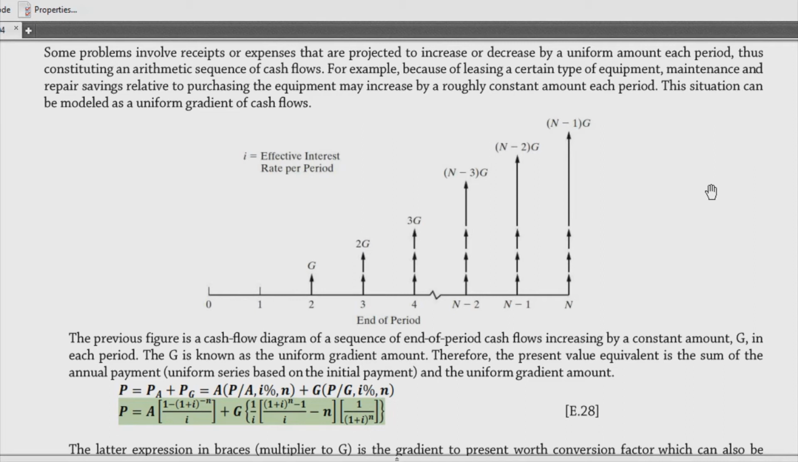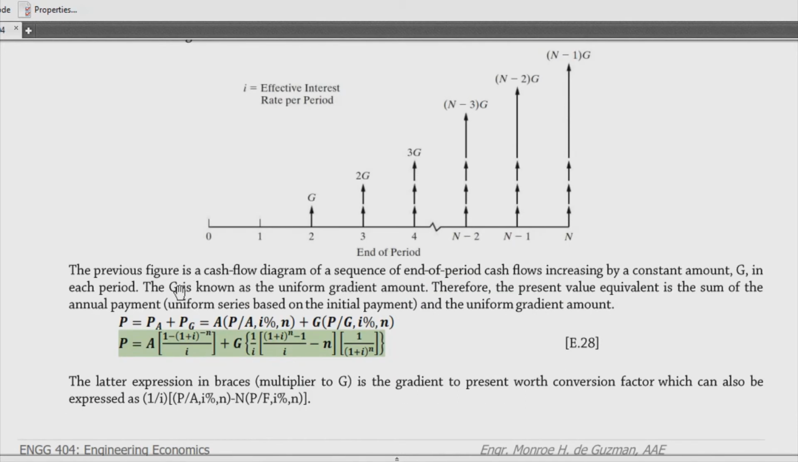Okay. So, just to read this, the previous figure is a cash flow diagram of a sequence of end of period cash flow increasing by a constant amount of G. So, what I said earlier, that it just increases in terms of G. And G is known as the uniform gradient amount. So, when we compute values and we need to find G, we call that the uniform gradient amount. Therefore, the present value equivalent is the sum of the annual payment or uniform series based on the initial payment and the uniform gradient amount.